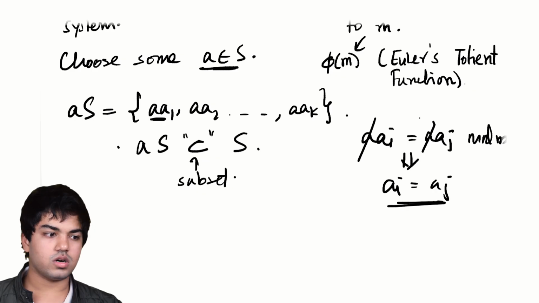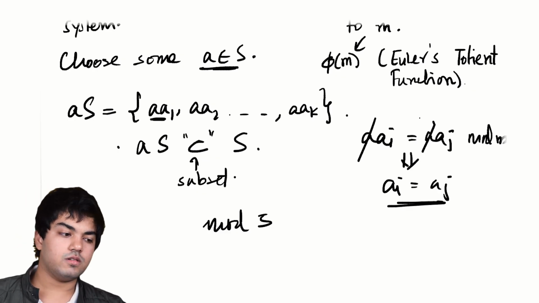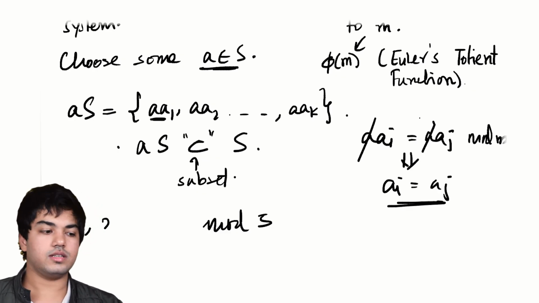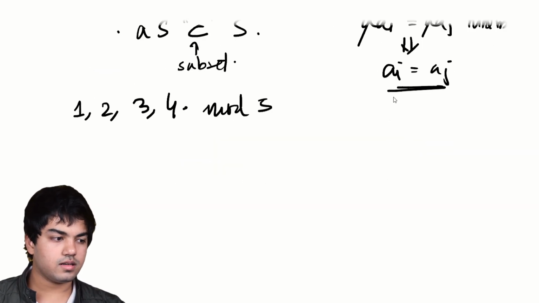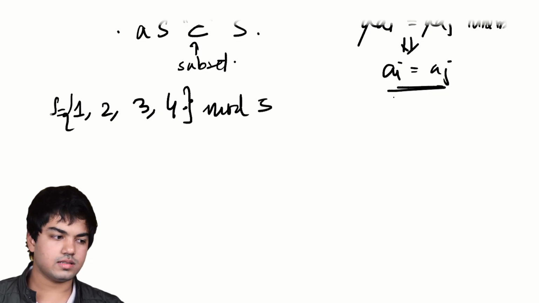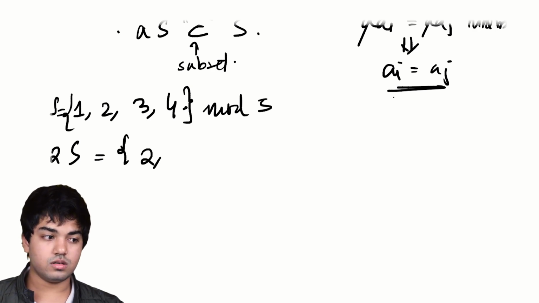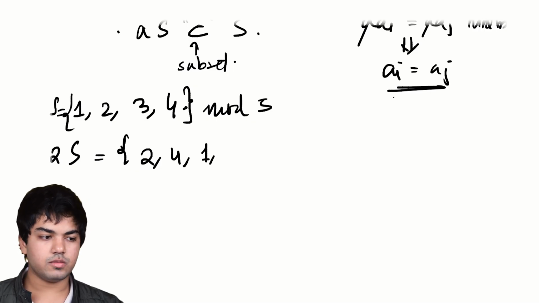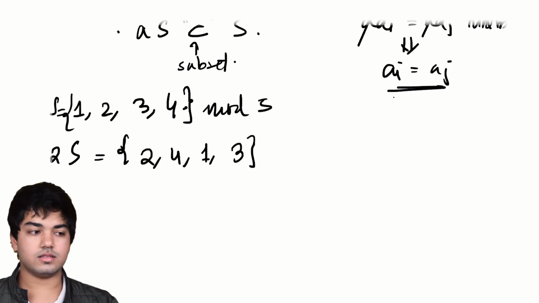You can take an example. Look at all the numbers mod 5. Look at all the numbers in the reduced residue system. 5 is a prime, which is why you just get all the non-zero terms. 1, 2, 3, 4. Choose some number, 2. So this is S: 1, 2, 3, 4. Look at 2S. What is 2S? 1 times 2 is 2. 2 times 2 is 4. 3 times 2 is 6, which is 1 mod 5, right? 4 times 2 is 8, which is 3 mod 5. It just rotated. It just permuted itself.